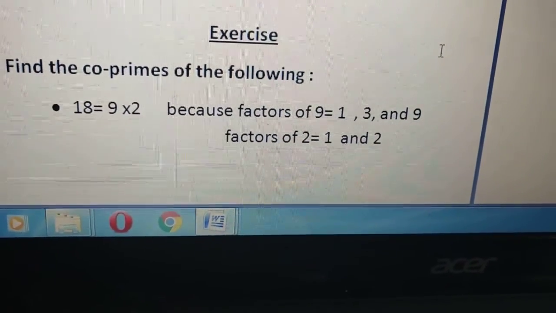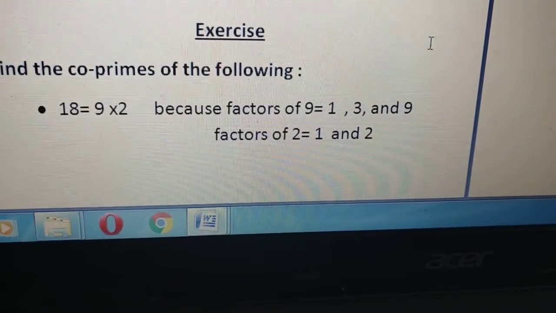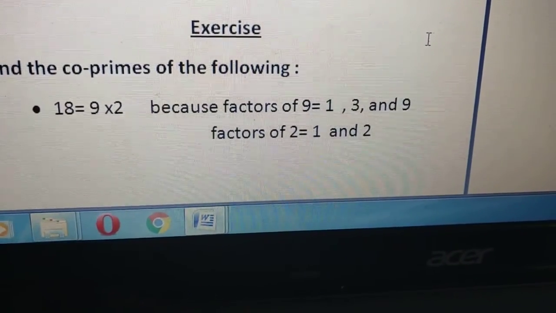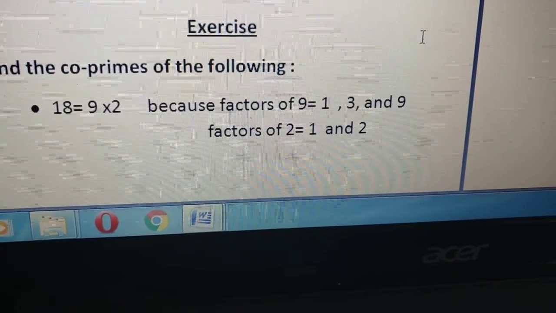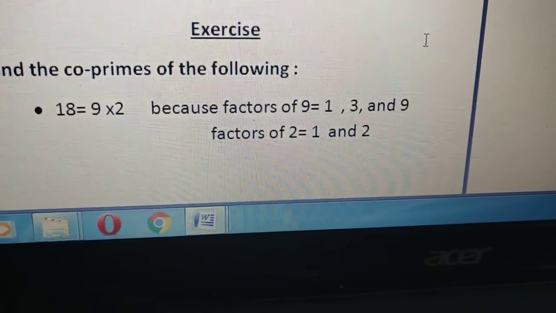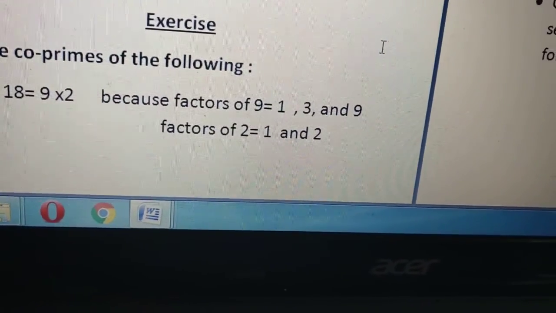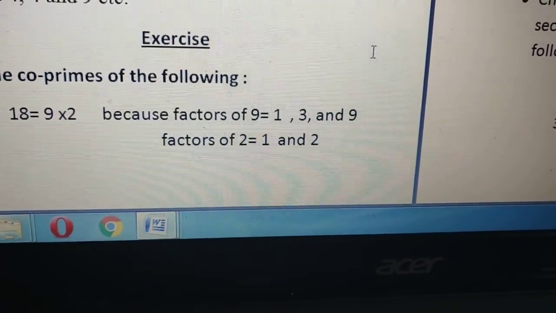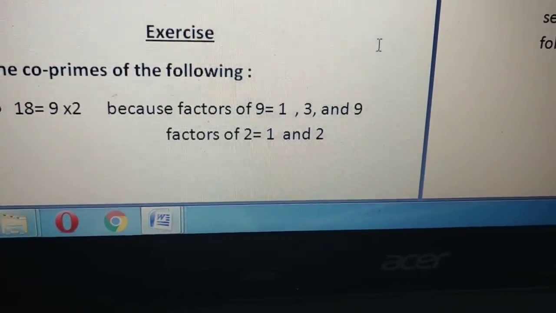Now we are thinking about another pair. So 9 twos are 18. Now we will find out all the factors of 9 and 2. All the factors of 9 equal 1, 3 and 9. All the factors of 2 equal 1 and 2. So there is only one common factor, that is 1. So co-primes of 18 are 9 and 2. Like this you can find for other numbers.